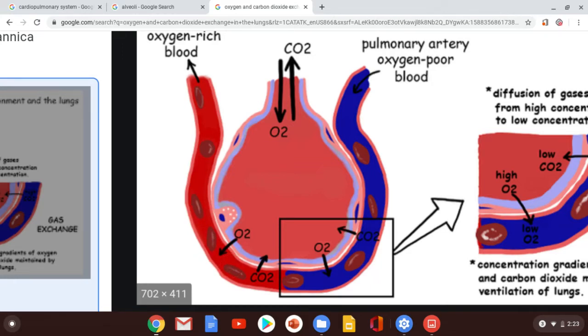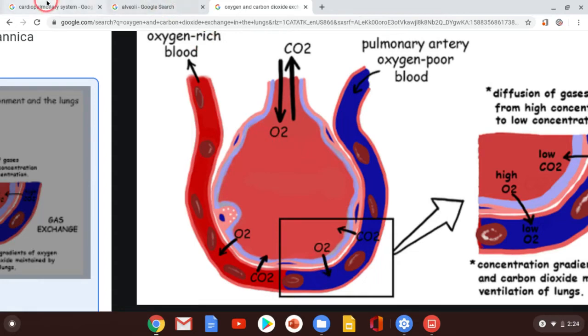Our cells are constantly active, and the waste product of that energy is carbon dioxide. So the blood is filled with carbon dioxide. The alveoli has very little carbon dioxide, so the carbon dioxide is going to diffuse into the alveoli. And when we exhale, that carbon dioxide travels back up the bronchioles, the bronchi, to the trachea, and we finally breathe it out through our mouth. So that's why we exhale carbon dioxide and we take in oxygen.